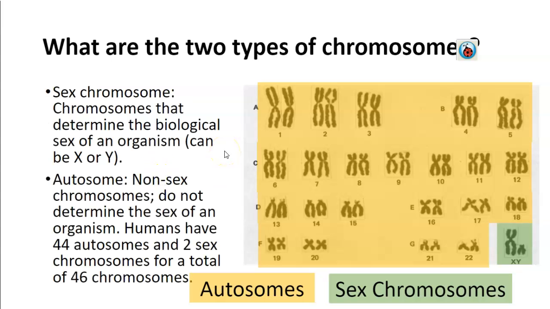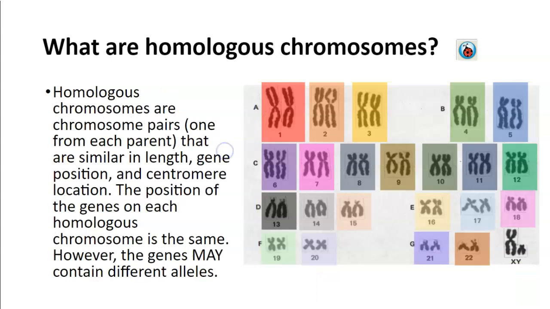Again, sex chromosomes are chromosomes that determine the biological sex of an organism. They can either be an X or a Y. Remember, if you're a female, you have 2 X sex chromosomes, and if you're a male, you have an X and a Y. Autosomes are non-sex chromosomes. They do not determine the sex of an organism. Humans, again, have 44 autosomes and 2 sex chromosomes for a total of 46.